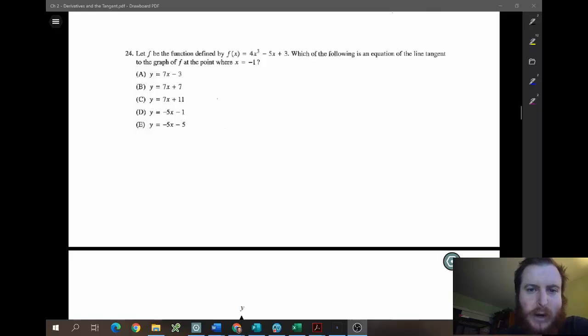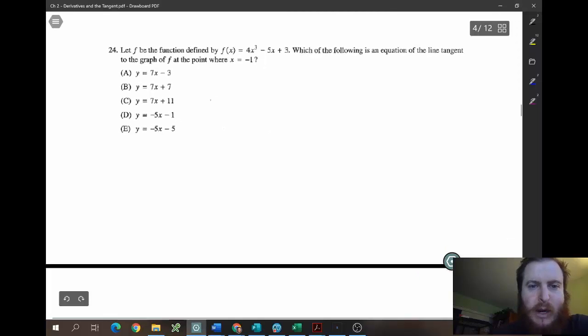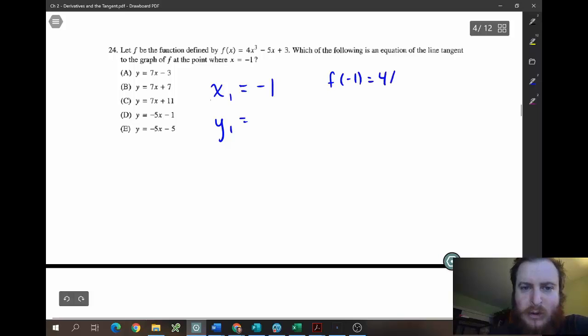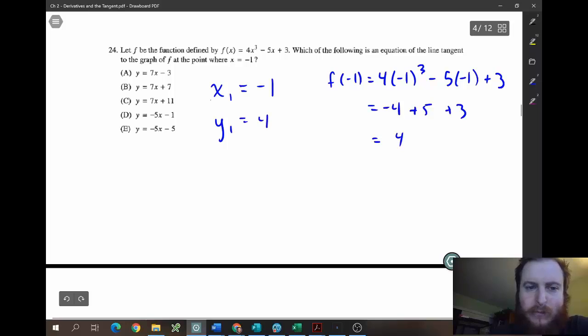All right, our next problem: which of the following is an equation of the tangent line to the graph of f at the point where x equals negative 1? So we're going to have x1, it's negative 1. For y1, we're going to plug that in. So f of negative 1 equals 4 times negative 1 cubed minus 5 times negative 1 plus 3. That's negative 4 plus 5 plus 3, which is 1 plus 3, which is 4.